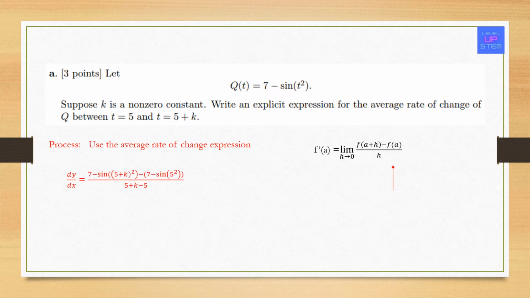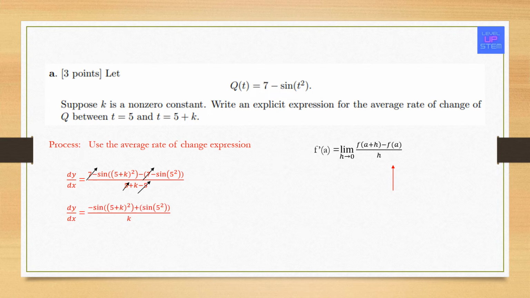You can also think of it as dy over dx, where you're subtracting your y's over your x's. And in this case, it'd be our q of t's over our t's. So we plug in our second time value, 5 plus k, into everywhere we see t, so just after the sign, and you put it inside of the squared, right? So we get that. And we can actually cross out some things here.